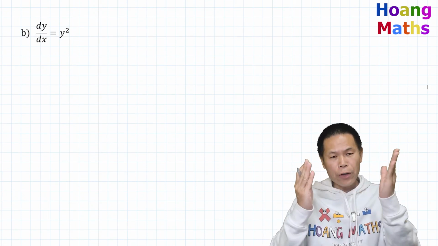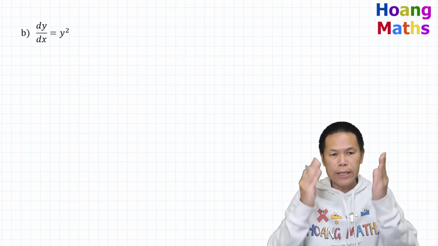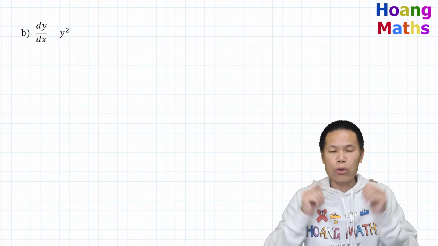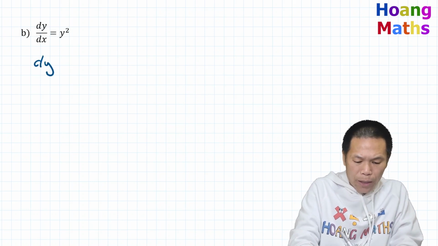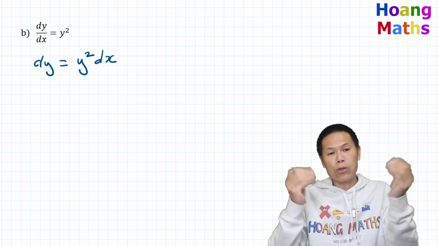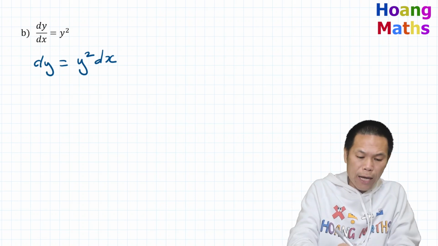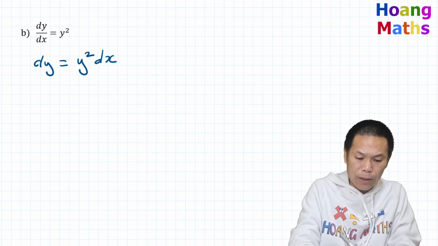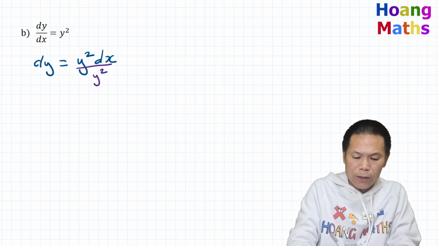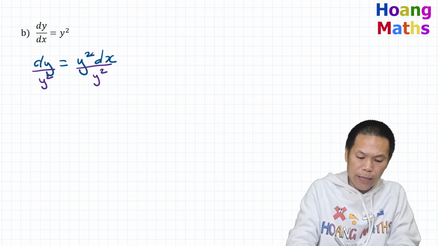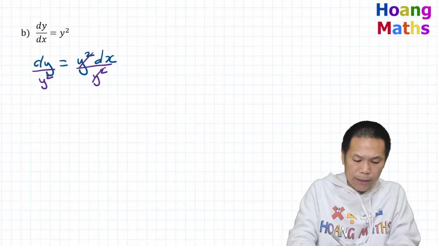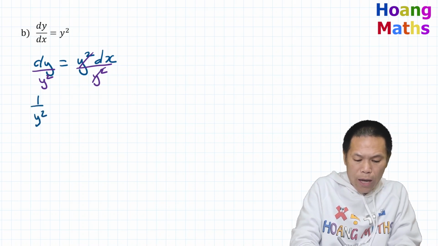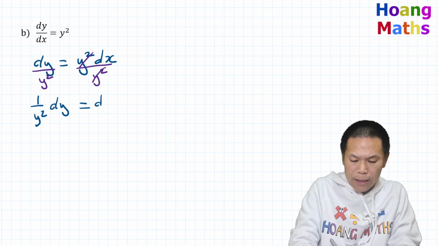Part B. So don't forget step number 1, we need to separate dy with y first. In order to do this, we times dx on both sides. So this means that dy is y squared dx. Now what I do, I divide by y squared on both sides. So that cancels out. So that means dy over y squared is exactly the same as this: 1 over y squared dy is dx.